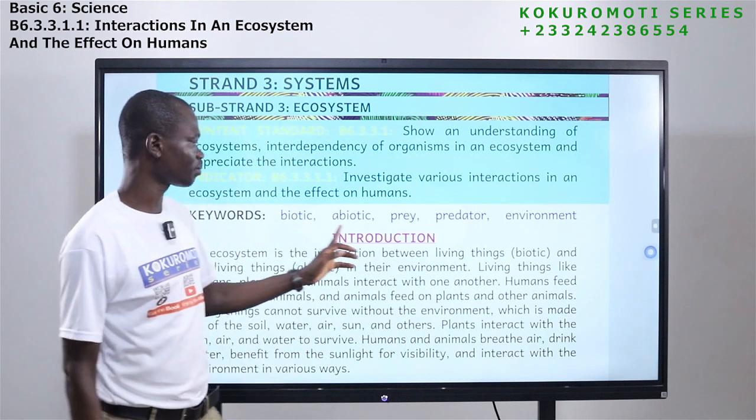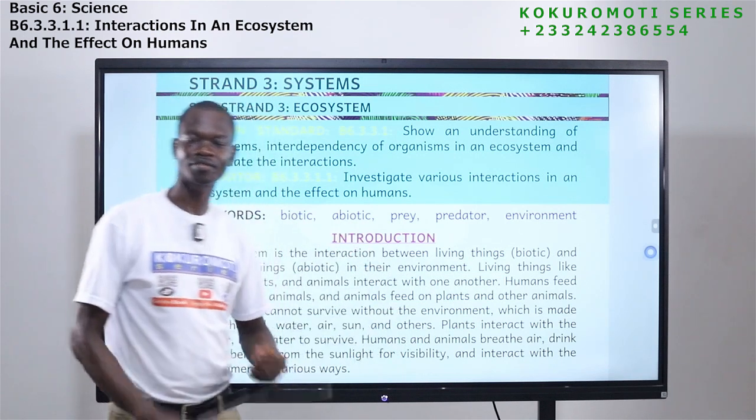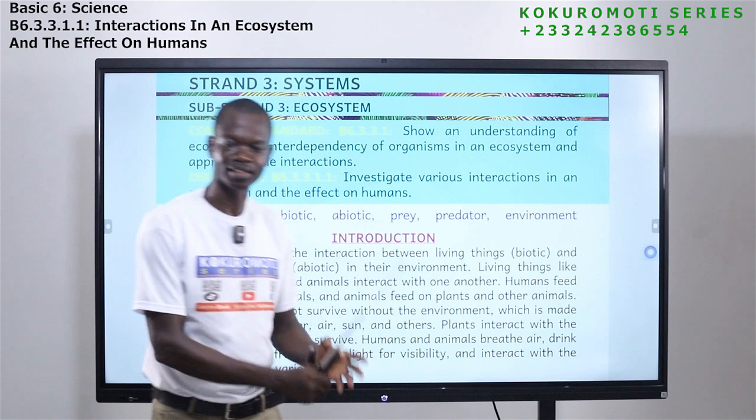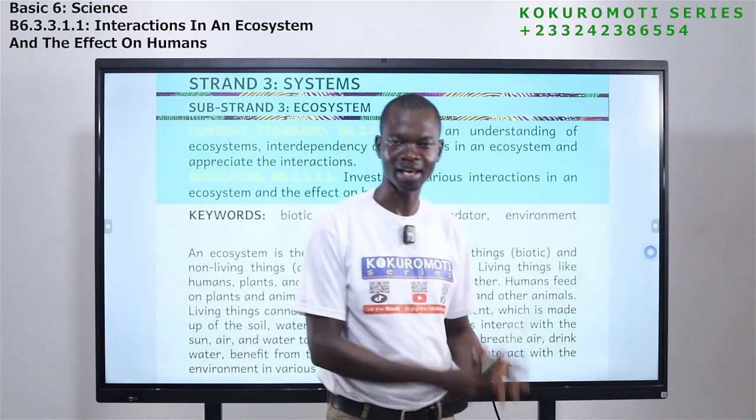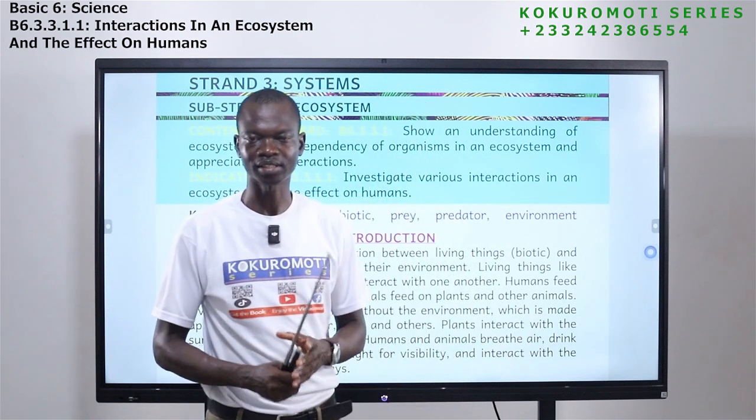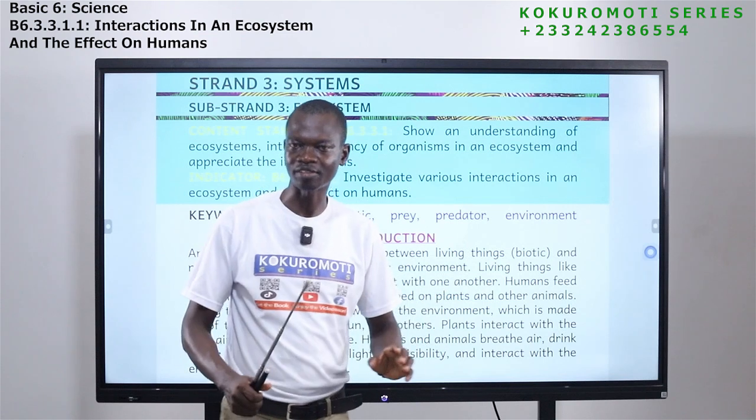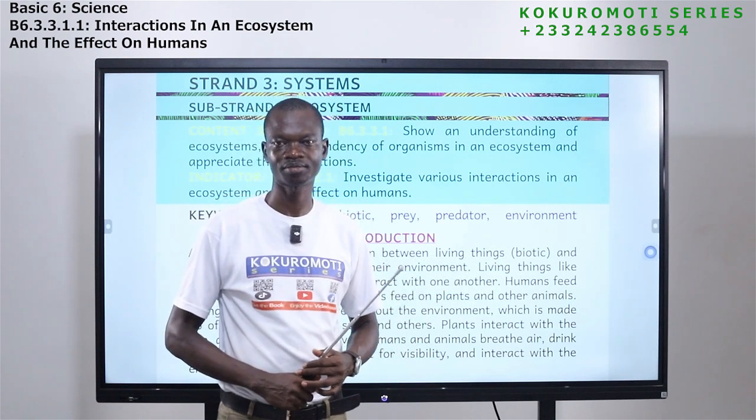The next one is abiotic. Abiotic refers to non-living things, things that do not have life. So in the environment, there are some things that do not have life, but they are parts of the environment.